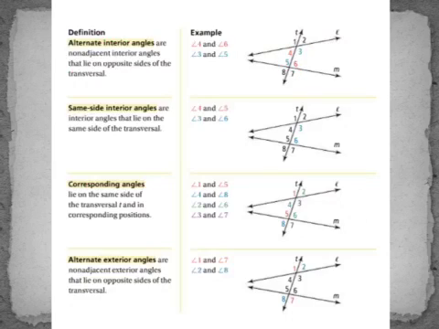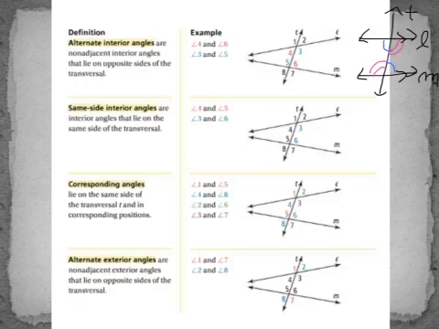The only time we know that they're congruent to each other is when the lines that are given are parallel. So if I gave you line L is parallel to line M, and it's intersected by transversal T, then you could say that angle 4 is congruent to angle 6, or that angle 3 is congruent to angle 5. But here we're just talking about the different types of angles, not their measures yet.